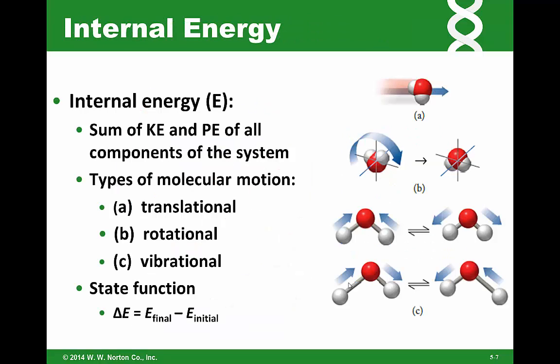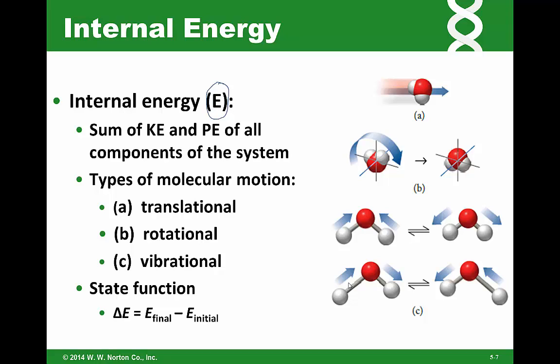So let's look at another important concept. It's called internal energy. So we're going to give internal energy the symbol E right here. So what is internal energy? So imagine we've got our system. So our system might be made up of atoms, molecules, electrons, all that stuff, right? That makes up matter. So internal energy then is the sum of all the kinetic energy and all of the potential energy of all components of the system.